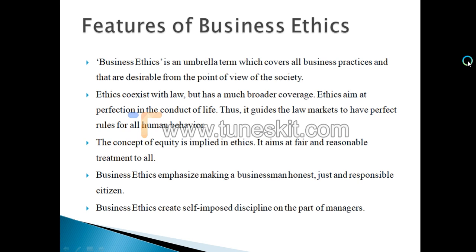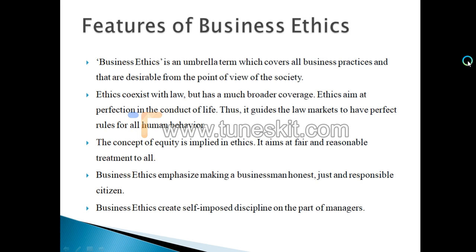Now the next one is the concept of equity. Equity here means equality. The concept of equity is implied in ethics. Ethics always prefer equality. Ethics always claim a sense of equality. Ethics never welcome biased or partial judgments. It aims at fair and reasonable treatment to all. Business ethics emphasize making a businessman an honest, just, and responsible citizen. Business ethics creates self-imposed discipline on the part of managers.